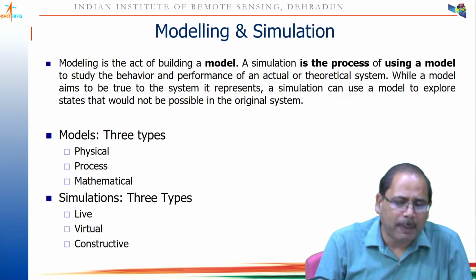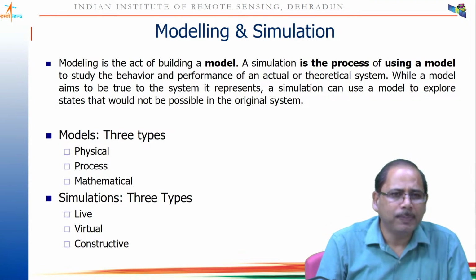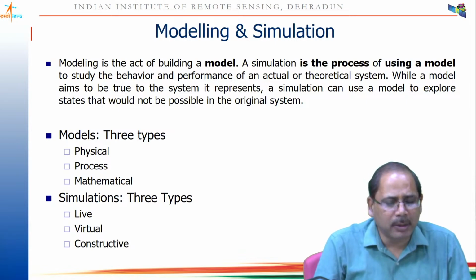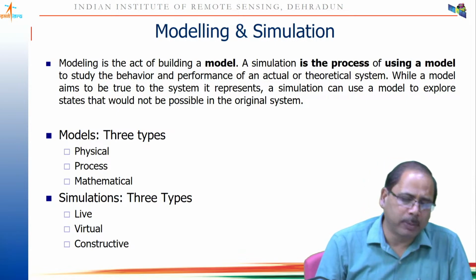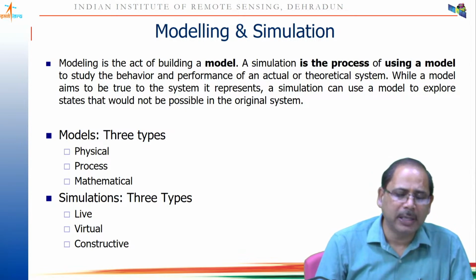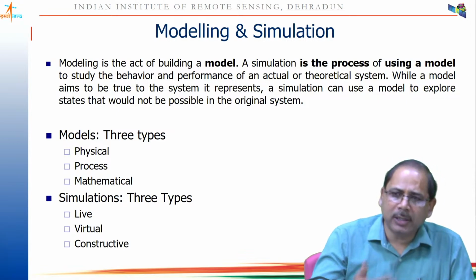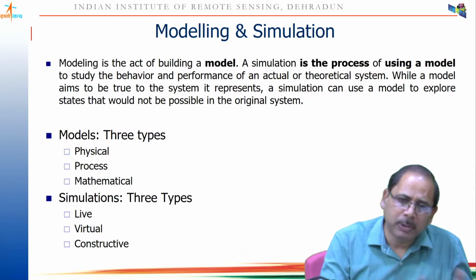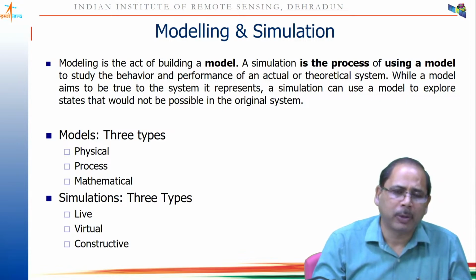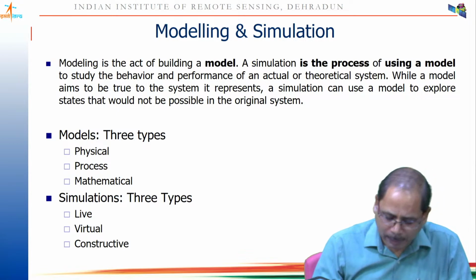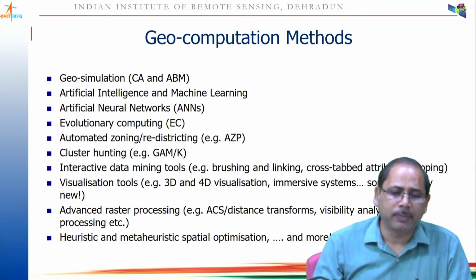So here three types of models we use: one is a physical model, then process based models, and mathematical models. And in case of simulation, we generate three types of simulation: live simulation, virtual simulation, and constructive simulation. So you have to understand that simulation can be the output of the models. We can generate the simulation output by using any specific model, maybe a physical model, process model, or mathematical model. So these two terms basically we use when we apply any computation technique on geographical data.